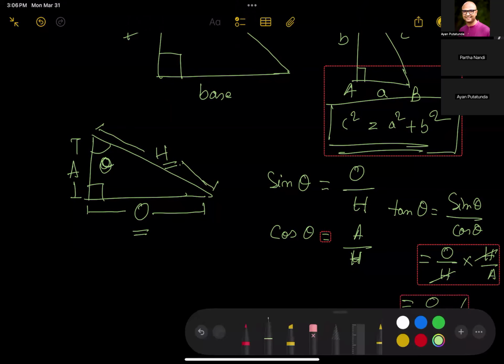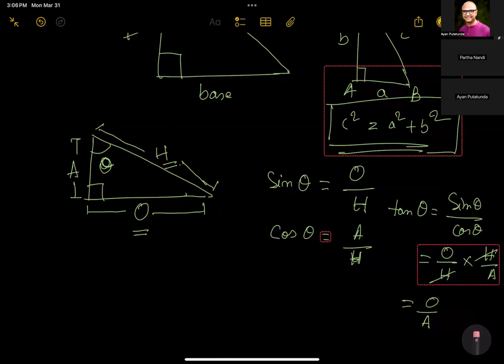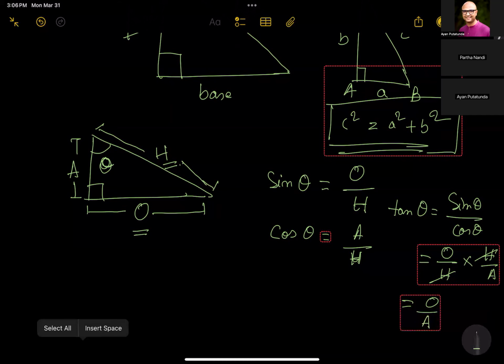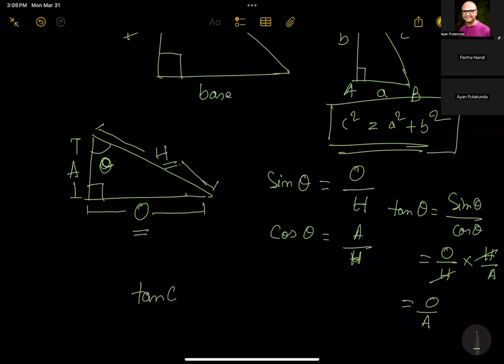All right. So tan theta is nothing but the expression of your opposite to your adjacent, right? So that is how it is. This is the basic of how we interpret sine theta, cos theta, and tan theta. This much we are clear, right?